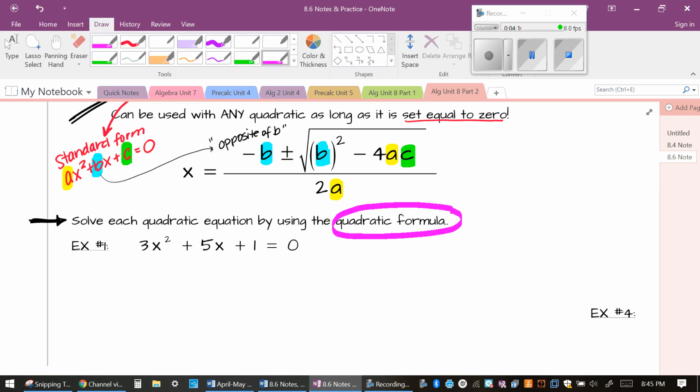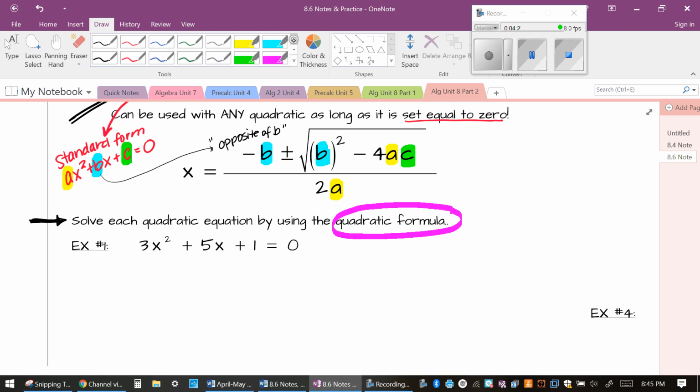Okay, as I look at example 1, the very first thing that I'm going to do is I'm going to notice that I've been given something that's already in standard form and already set equal to 0. Great. That means it should be very easy for me to identify the A, the B, and the C.